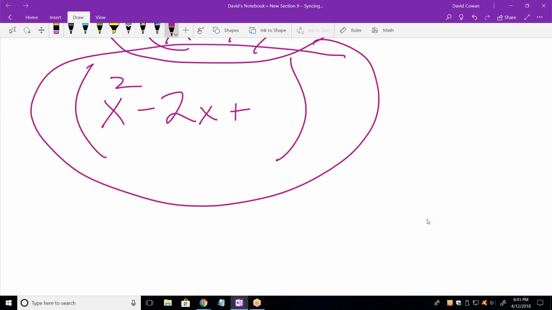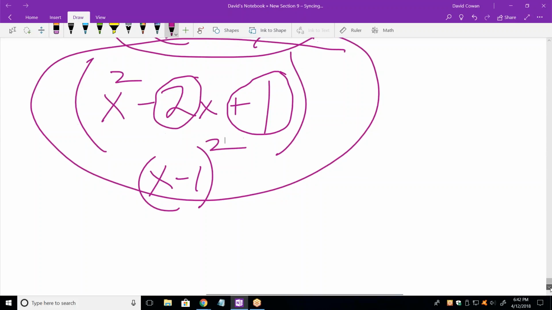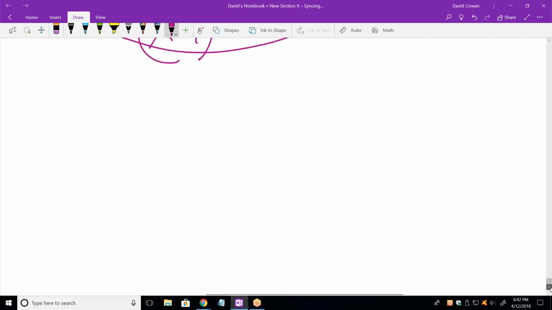Same method, doesn't change. It's always the same. You take half of this coefficient and you square it. That'd be 1. That's what C is. Because now that allows me to write this expression as x minus 1 squared. What they're saying is, what number should go there such that you are completing the square. That's what they mean to say. They're making it a little more confusing than is necessary.